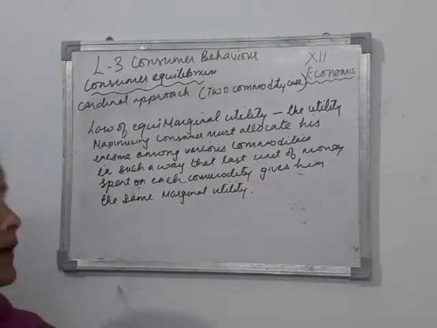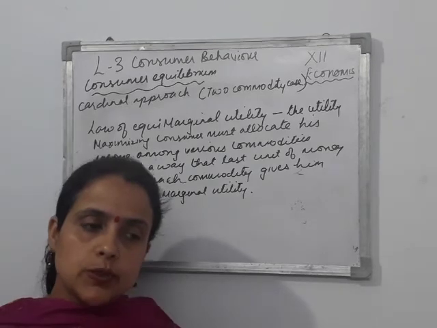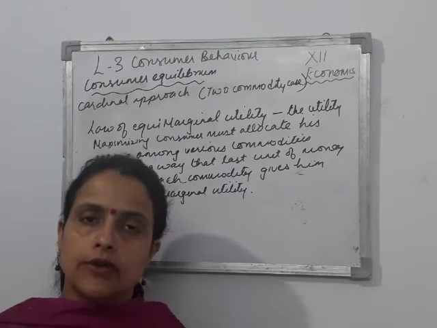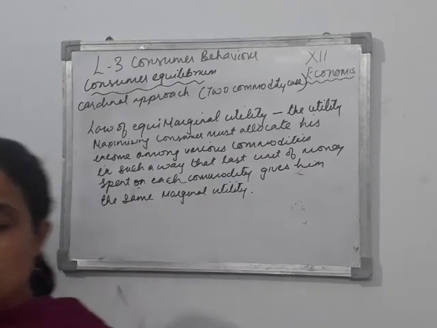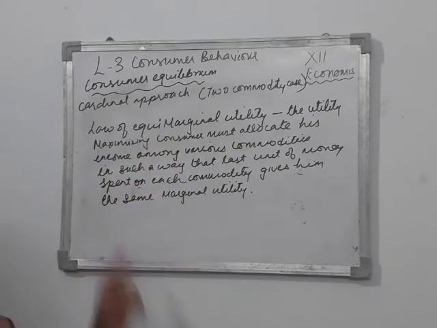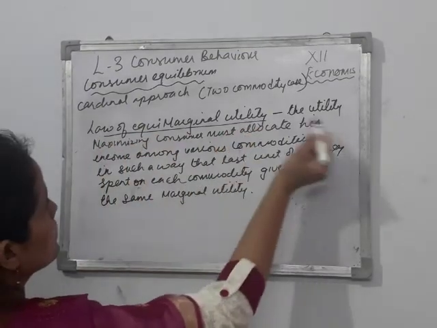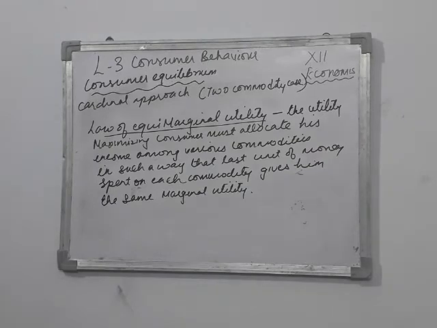I told you earlier also, and again I'm repeating, when we read one commodity case, we need to read the law of diminishing marginal utility, and when we go through two commodity case, we need to go through the law of equimarginal utility. So what does the law of equimarginal utility state? The law of equimarginal utility states that a utility maximizing consumer must allocate his income among various commodities.